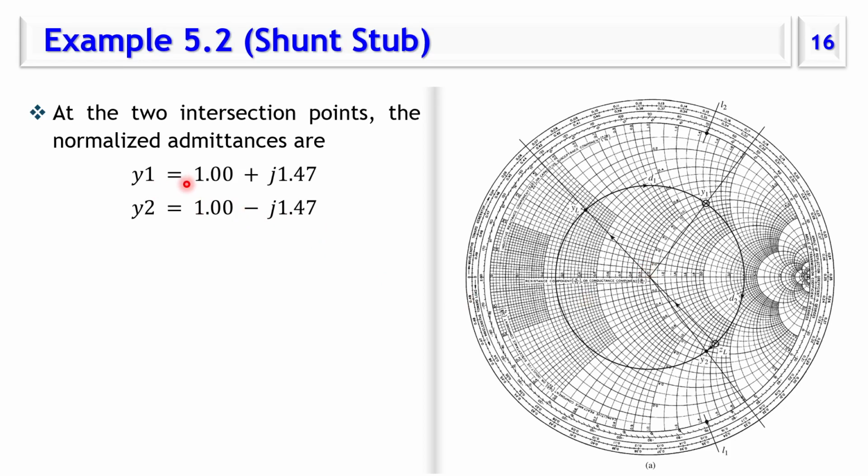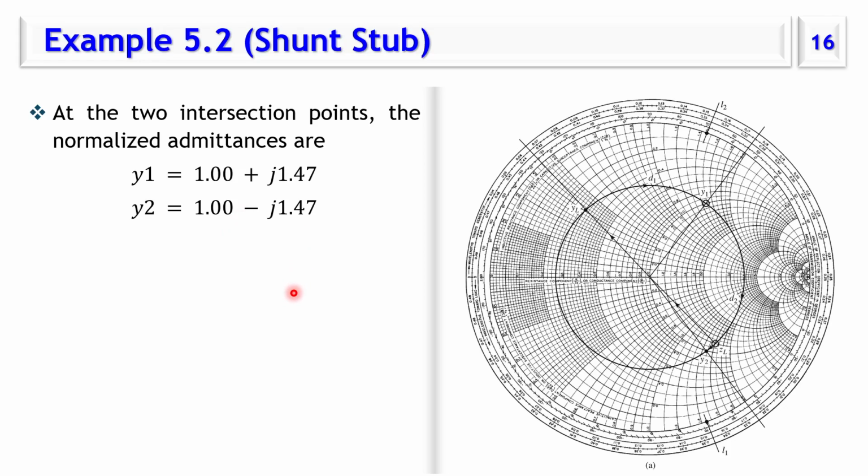Okay, so y1 equals 1 plus 1.47, y2 equals 1 minus 1.47. So for the first solution, we need the short circuit stub to have an admittance of minus 1.47. For the second solution, we want the admittance of the stub to equal plus 1.47.